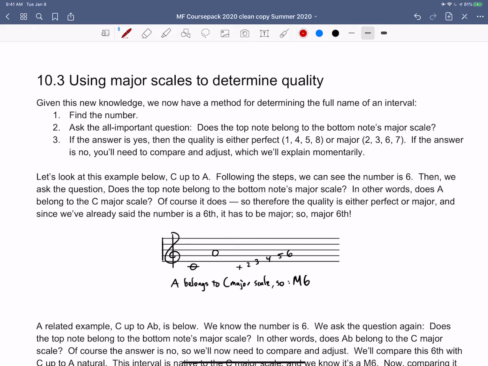So we now have a method, finally, for determining the full name of an interval. First of all, as always, you're going to find the number, so count your lines and spaces. Then you're going to ask this question, which you will hear me ask a bazillion times: Does the top note belong to the bottom note's major scale? If the answer is yes, in other words, the top note fits in the lower note's major scale, then the quality is either going to be perfect if it's a unison, fourth, fifth, or octave, or it's going to be major if it's a second, third, sixth, or seventh. Just like we learned in the last section. But if the answer is no, you're going to need to compare and adjust, and we're going to explain that as we look through many examples together.